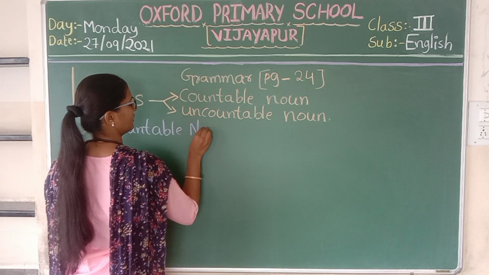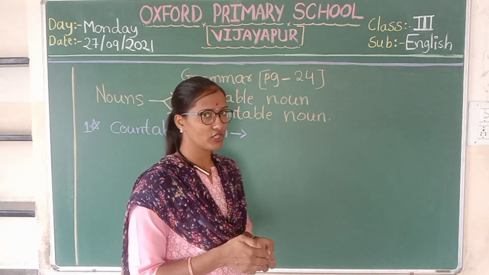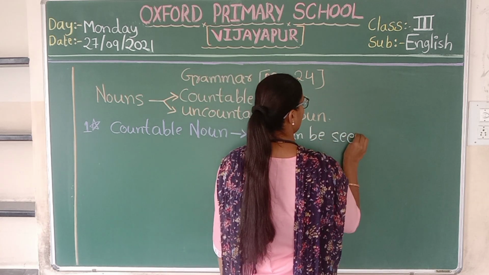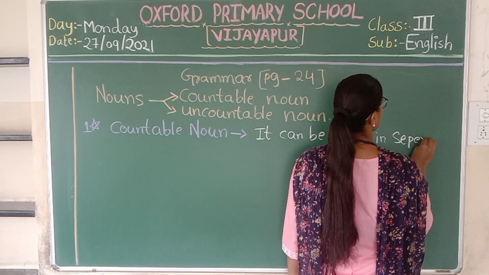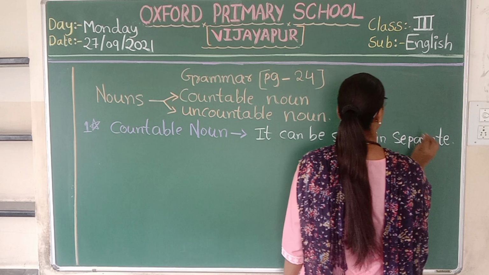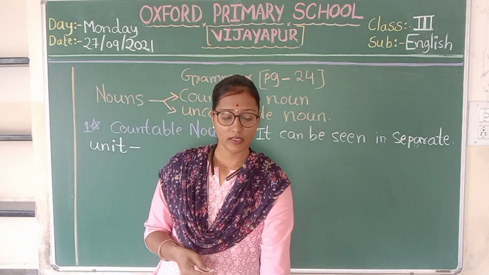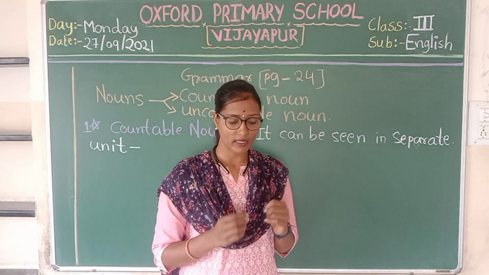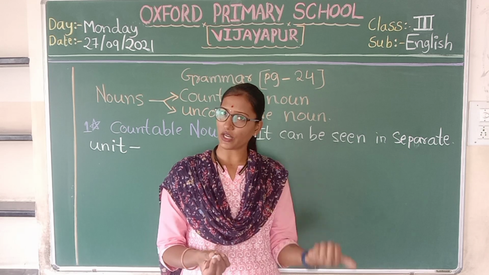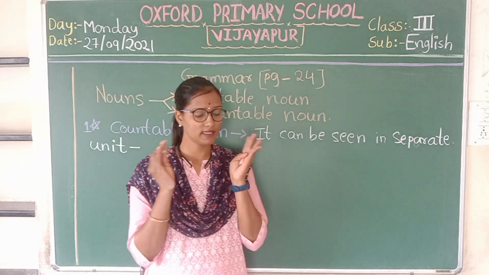Countable noun. So what does this countable noun say? It says it can be seen in separate units. How can we say that separate unit? Yes, we can say it as in a separate unit, like one flower, one crayon, one mobile, one table, one chair, one fan. We can say in a counting name, the numbers. It can be seen in separate units.